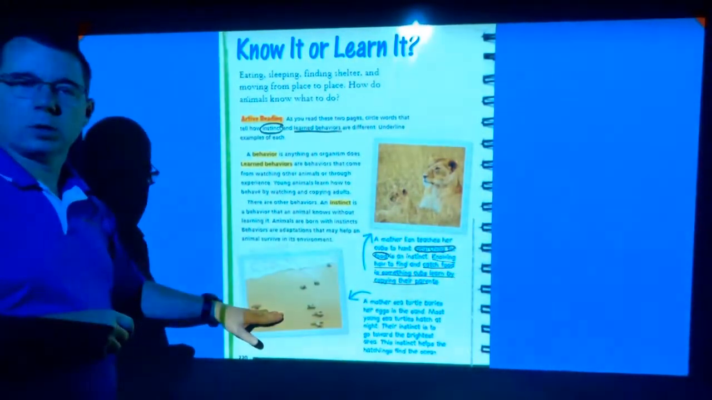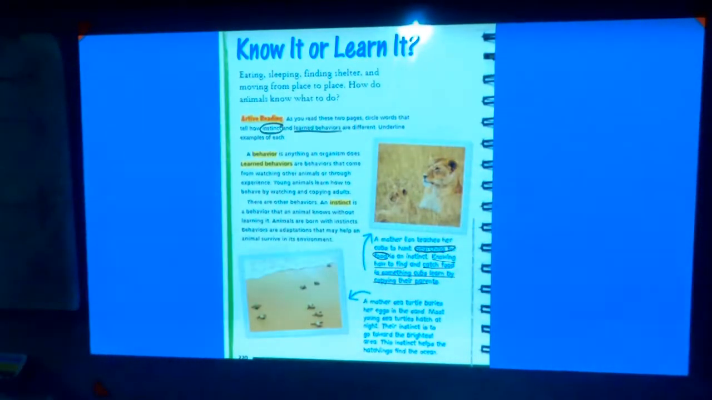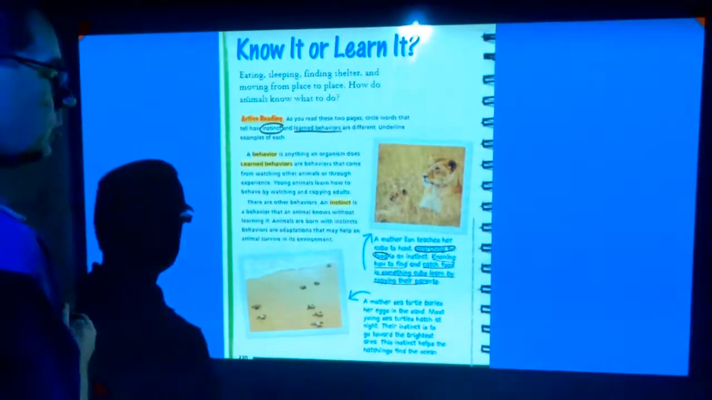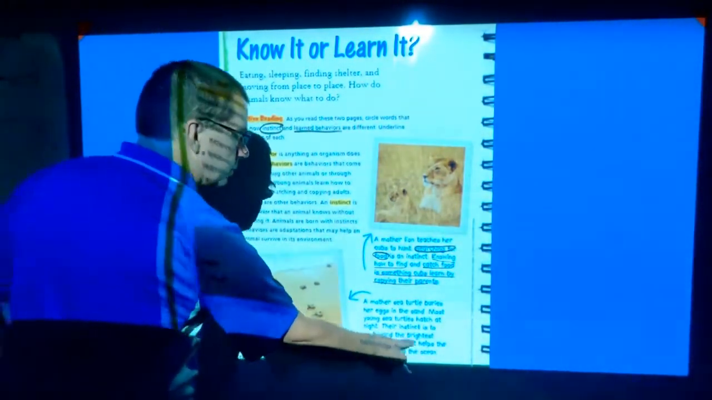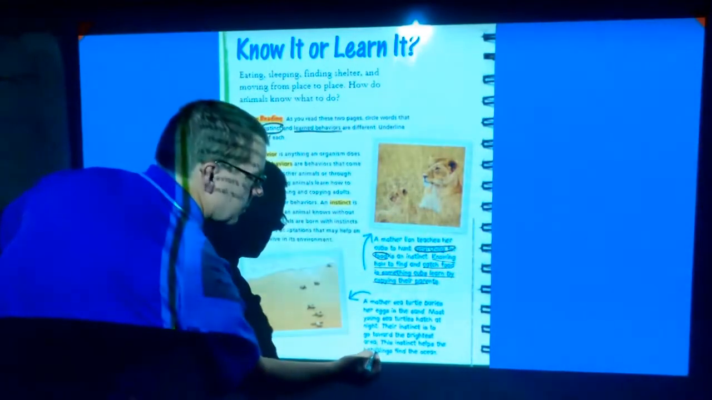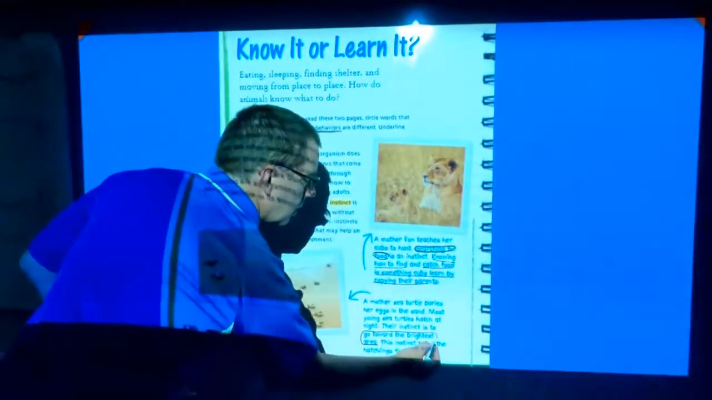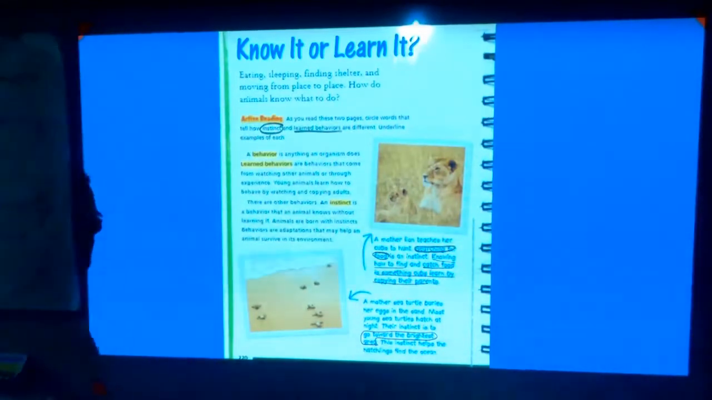We're now over here onto our turtles. A mother sea turtle buries her eggs in the sand. Most young sea turtles hatch at night. Their instinct is to go towards the brightest area. This instinct helps the hatchlings find the ocean. So their instinct is to go towards the brightest area, so we would circle all of that, because that is their instinct. They're just looking for the brightest light.